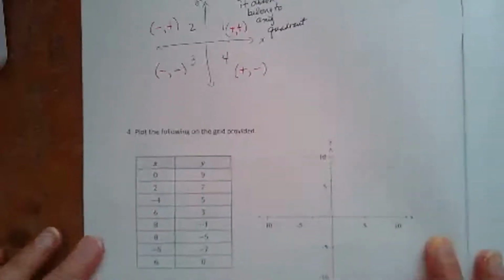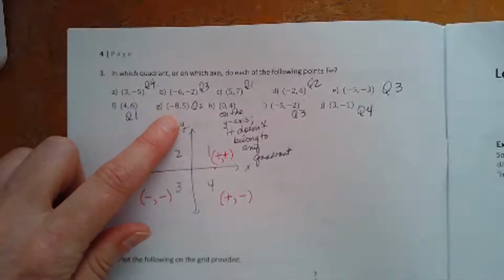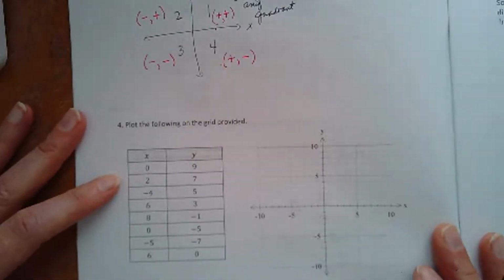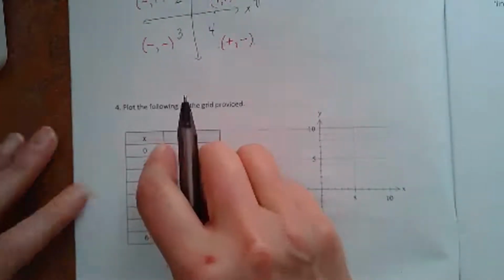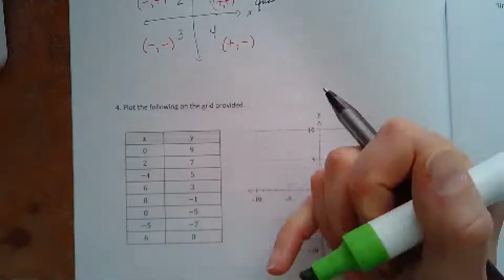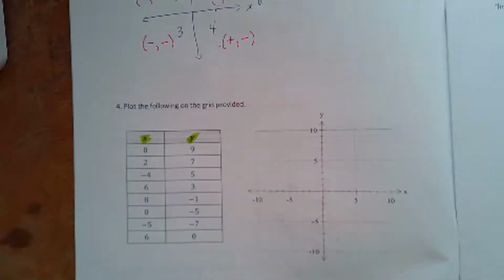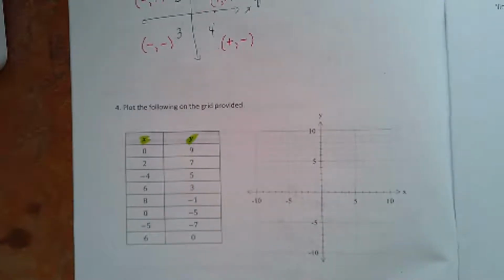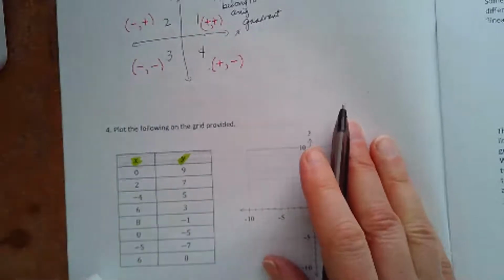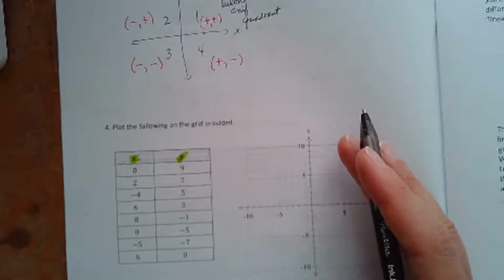Now you're going to have to start getting used to seeing data not given to you as coordinate points, but given in tables. When you're given data in a table, the x is the first column or the first row. X is always the first piece of info given, y the second, just like in your coordinate points, right? In your coordinate points here, x is first, y is second. In table form, x is first, y is second. Again, just remember, it follows the order of the alphabet.